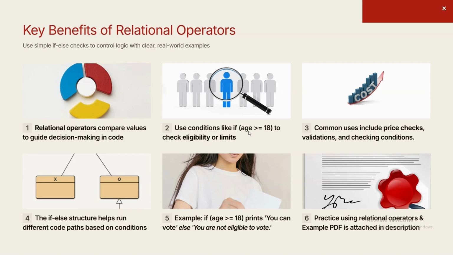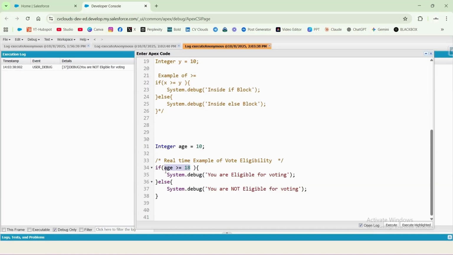For example, here as you can see, I have checked one condition, that is age is greater than or equal to 18. We also have to do the null check. That means we have to check if that variable is null or not. We have to check the conditions or validations here using the relational operators.